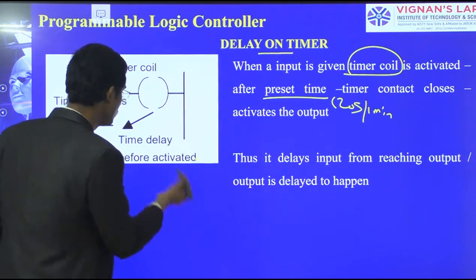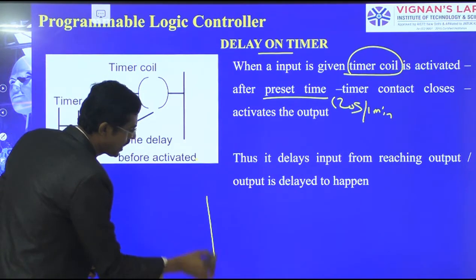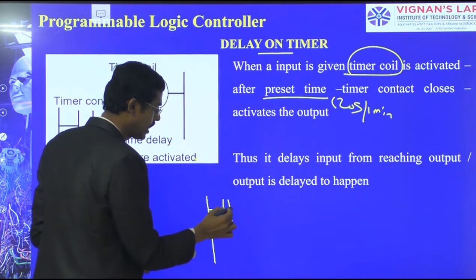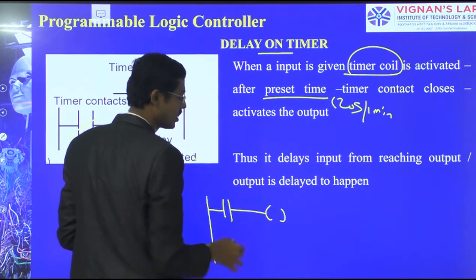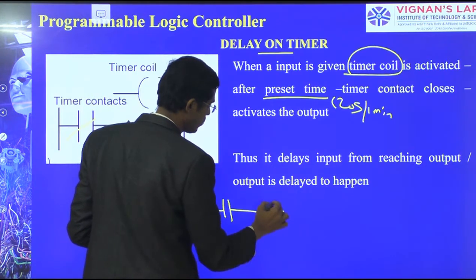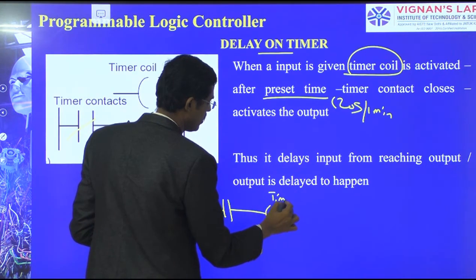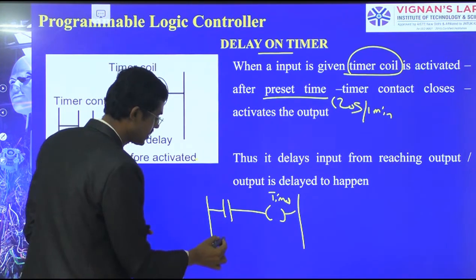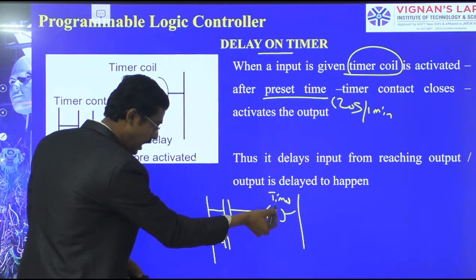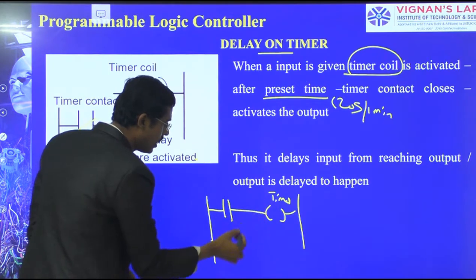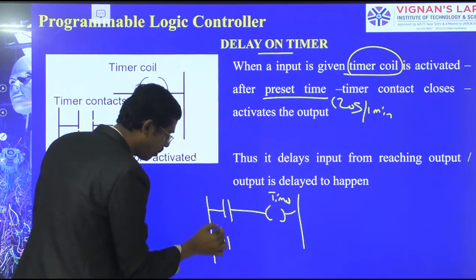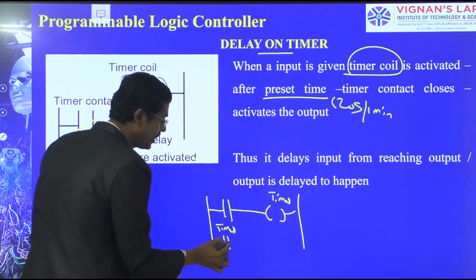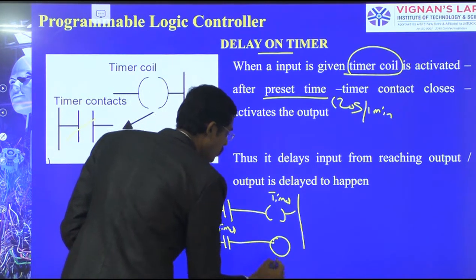So how will this diagram look? I have an input given, and then the timer is there, which we can name timer T1. In the second rung, I take this relay coil 1 named as timer and give the open contact here as timer, and it activates output 1.